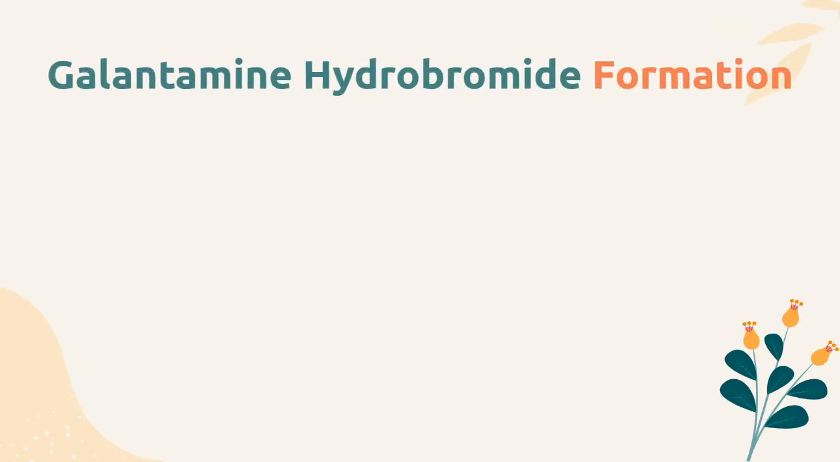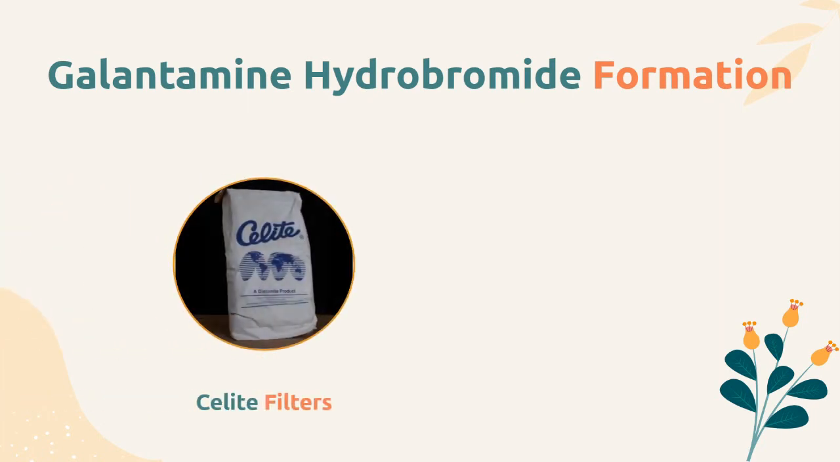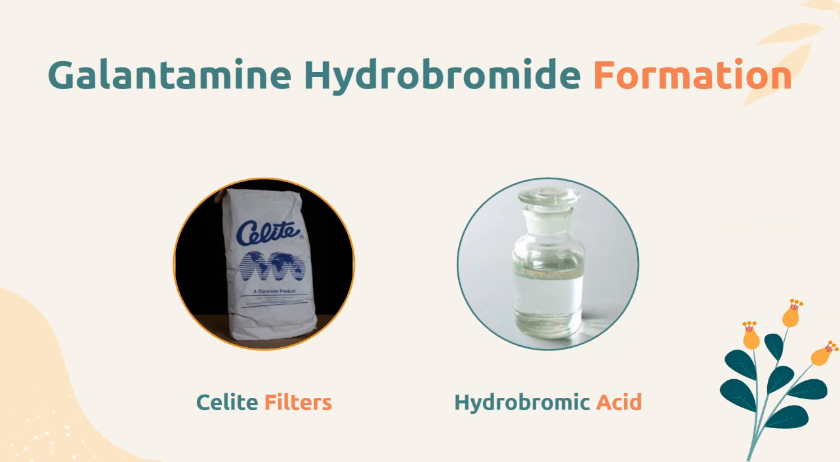There are two methods that can be used to convert galantamine to galantamine hydrobromide. The first one is using solid filters, which can generate 80% yield of galantamine hydrobromide, and the other one is using hydrobromic acid, which can generate 85% yield. This is why hydrobromic acid is more preferable compared to solid filters.